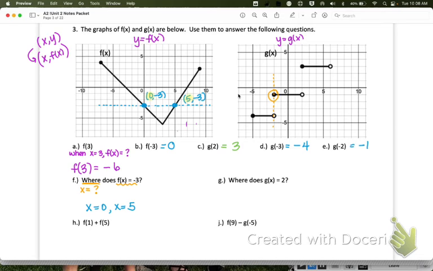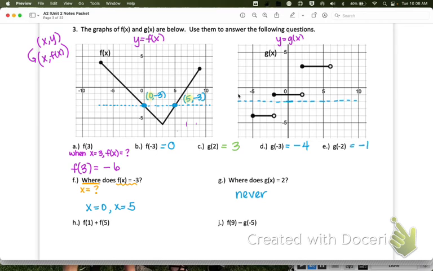G is a little bit weirder. G wants to know, where does g of x equal negative 2? So we come over here to our g of x graph. We go to negative 2, and we look all the way to the left and the right. And what do we notice? We never cross the graph. So where does g of x equal negative 2? The answer is never. We just go through open space at negative 2.